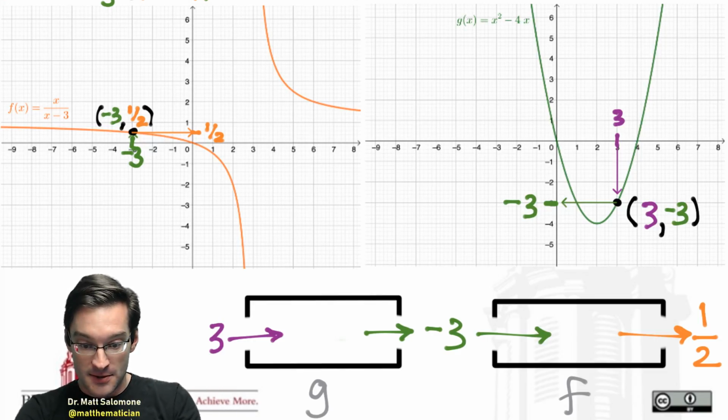And then that's all that we really need in order to form the composition of two functions.